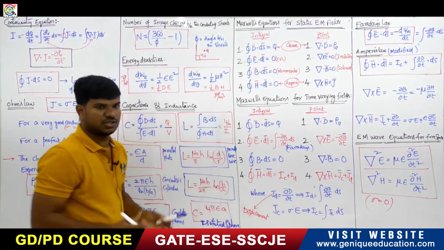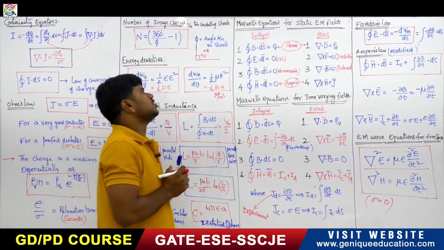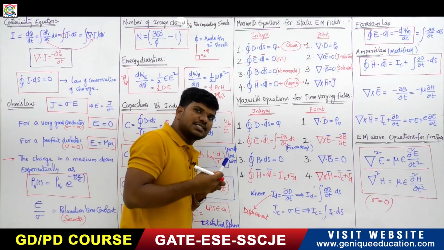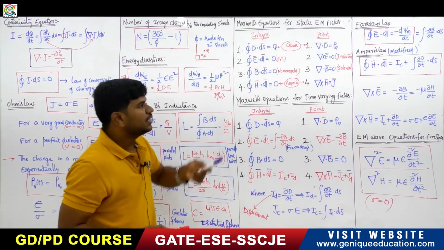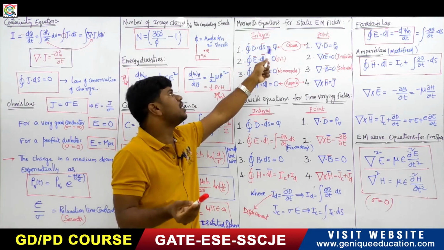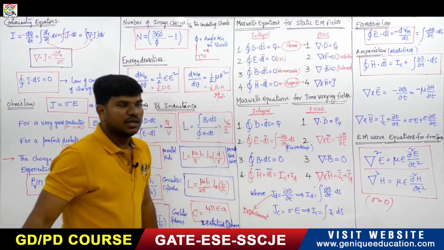You should know the physical importance of each and every equation. So what is the closed integral D dot ds equals Q? What is Gauss law saying? Gauss law says that the net electric flux leaving any closed surface is equal to the charge enclosed in that volume. Okay, so this is Gauss law, right?